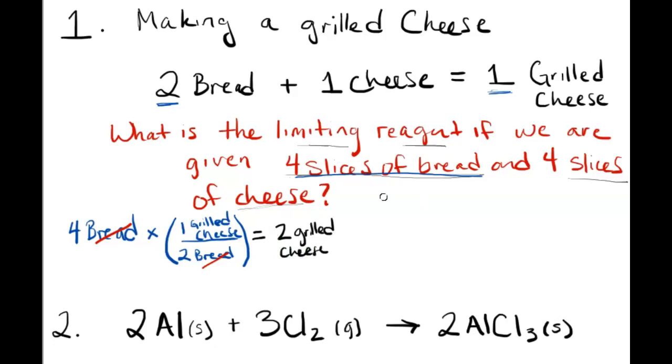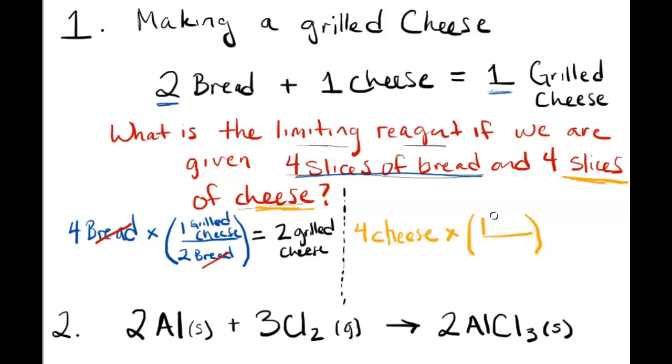Okay. Now, I'm going to make a dotted line here, if I can. Over here, let's put this in a different color. Let's pick like this dark yellow. So 4 slices of cheese, right? Cheese, it's yellow. So 4 cheese. How many grilled cheese sandwiches could we make with 4 slices of cheese? Well, in order to make 1 grilled cheese, we need 1 slice of cheese.